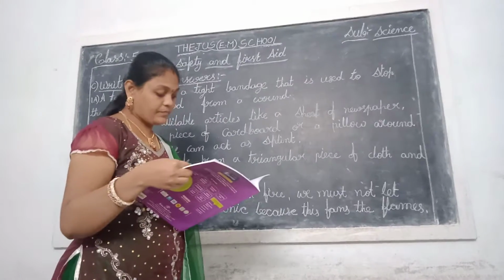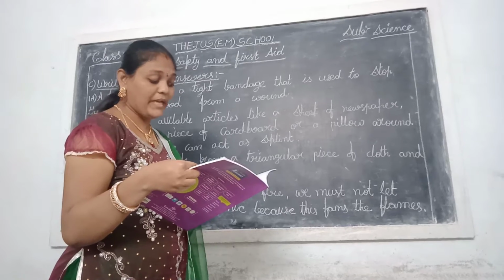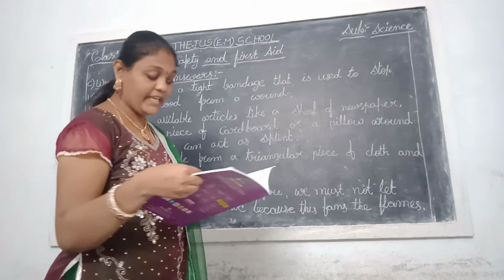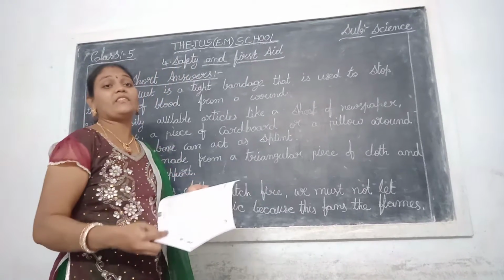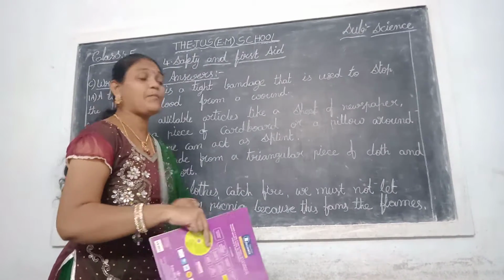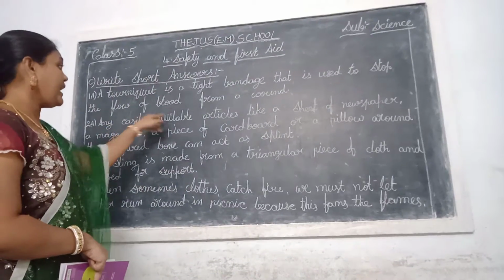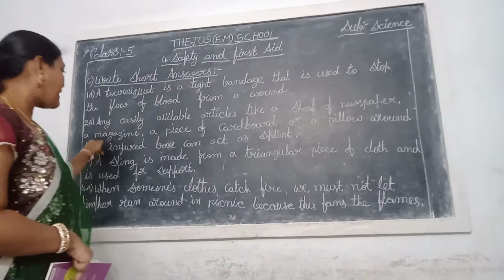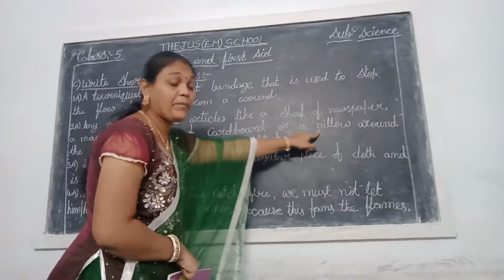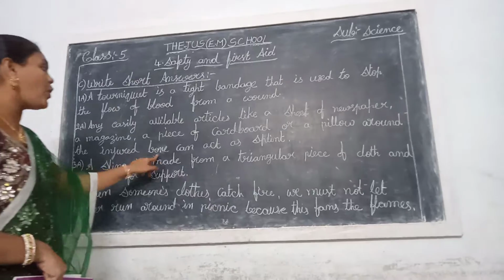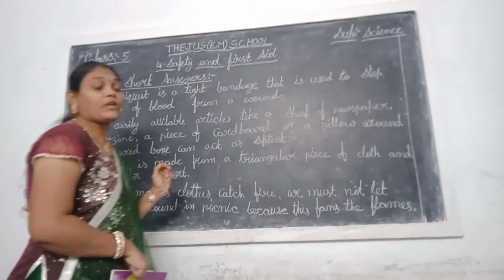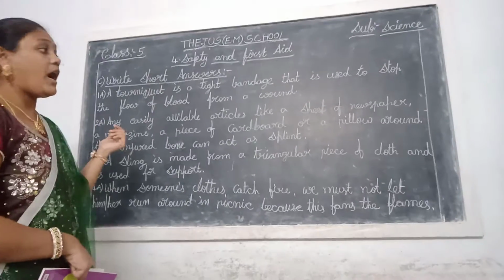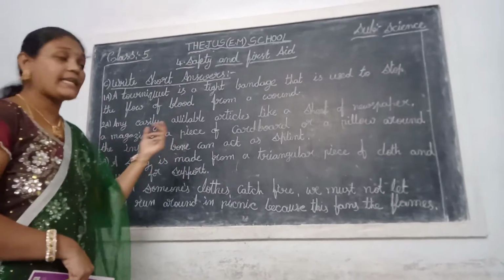See the second question. What can be used as a splint in case of a fracture? So a splint can be used in case of a fracture. In fracture time, how do we use the splint? See, any easily available articles like a sheet of newspaper, a magazine, a piece of cardboard or a pillow around the injured bone can act as a splint. Okay children, at that time we will use a sheet of newspaper or cardboard and magazine or pillow around that injured bone as a splint.